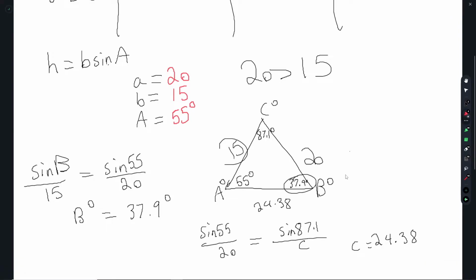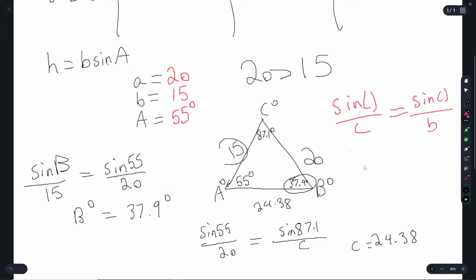It is important to know that when you're finding the side or angle using the sine law, the order on both sides should be the same. So you have to write sine of the angle over the side equal to sine of the angle over the side. You cannot write sine of a side equal to side over the angle. This will not give you the right answer.